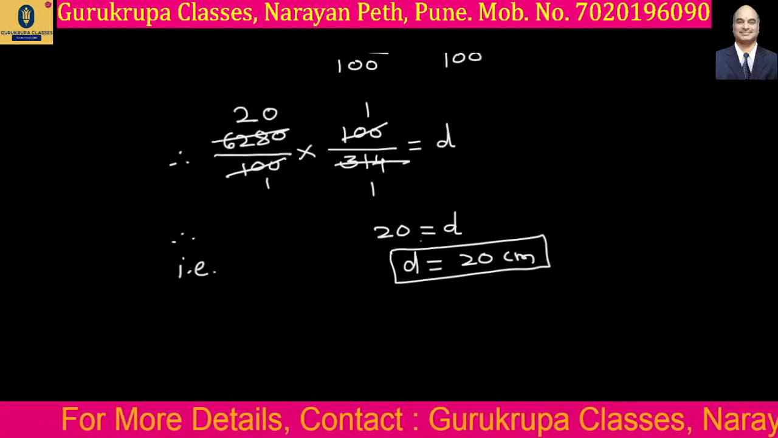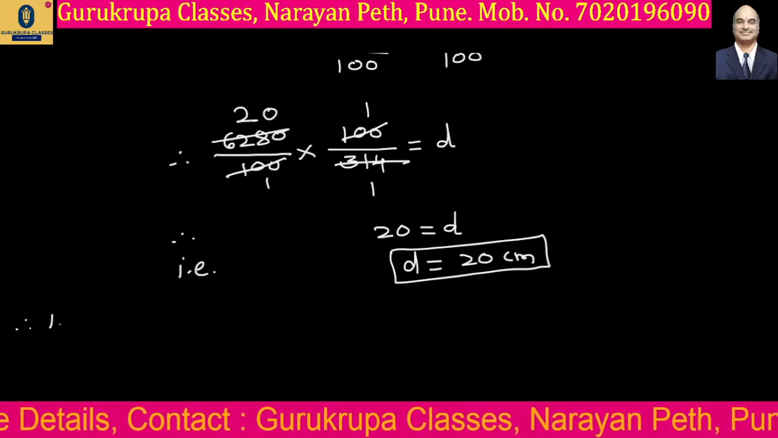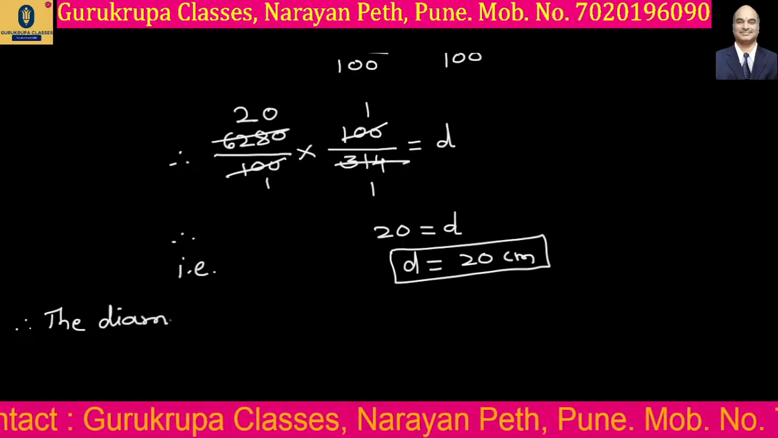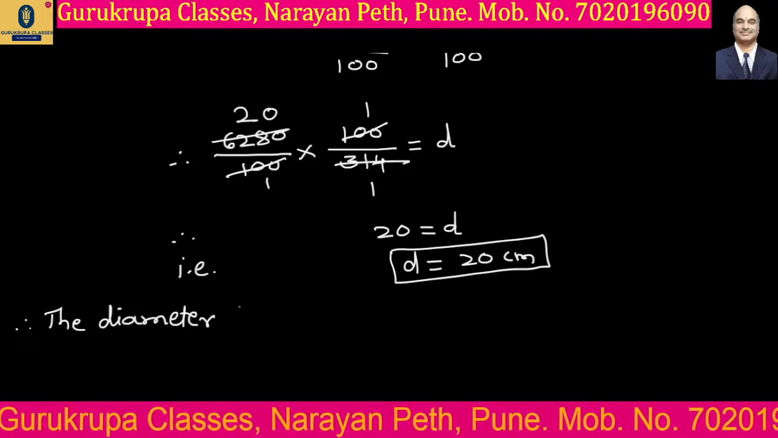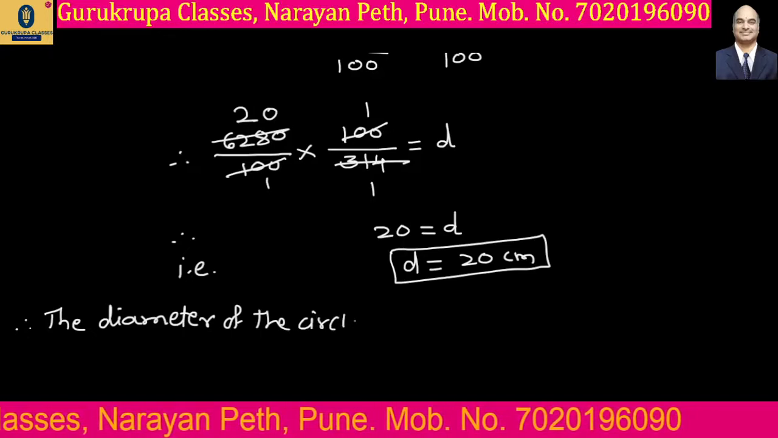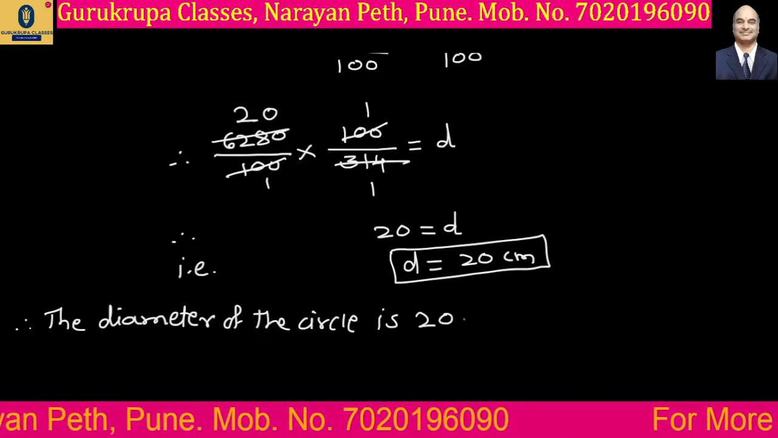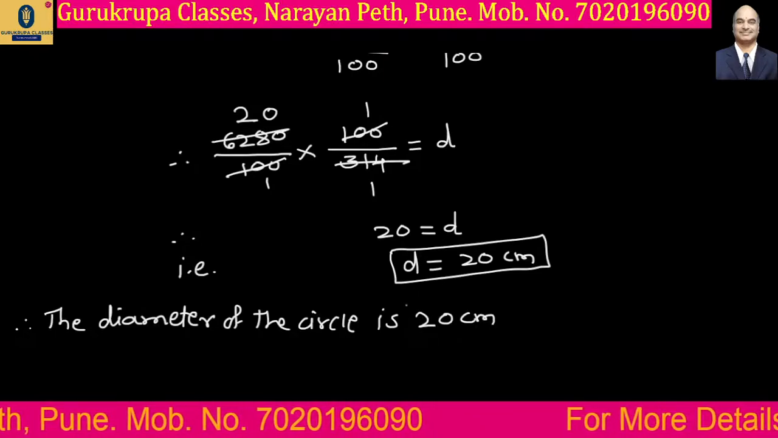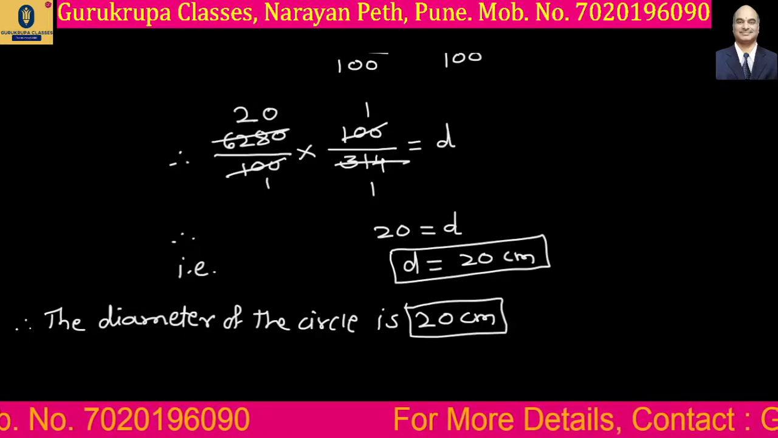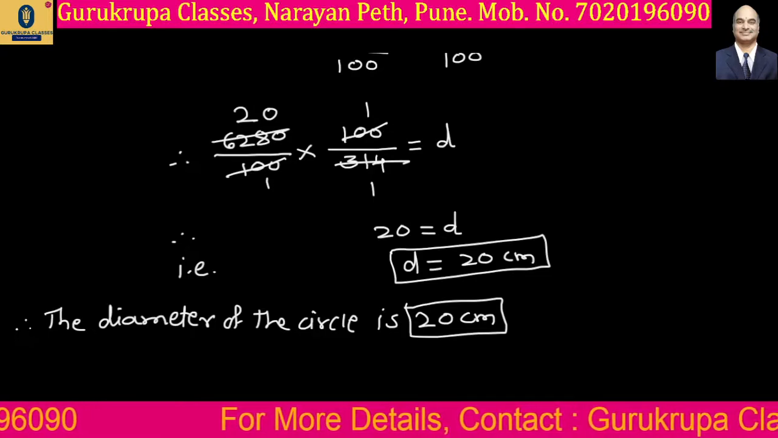Find its diameter. Therefore, the diameter of the given circle is 20 centimeter. Okay, 20 centimeter is our answer.